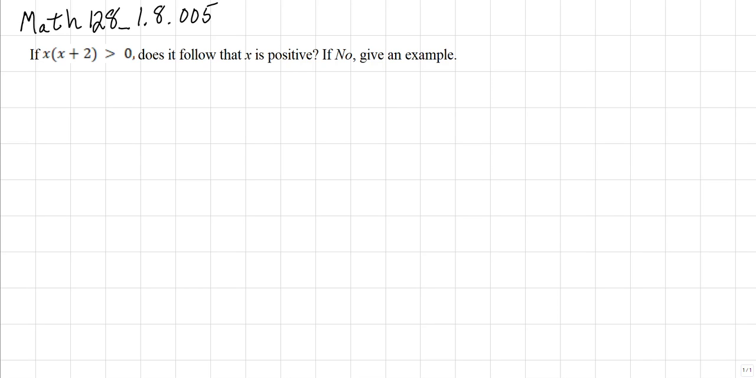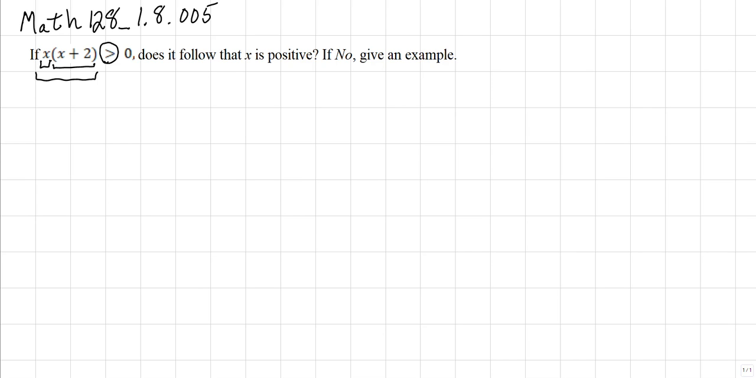If x times the quantity x plus 2 is greater than 0, does it follow that x is positive? If no, give an example. So in this one, what we're doing is we're taking this factor of x and we're multiplying by this factor of x plus 2. And the inequality is stating that all of this is going to be greater than 0.